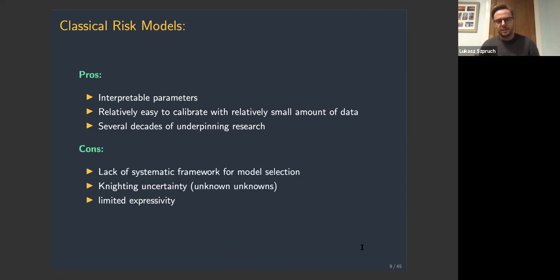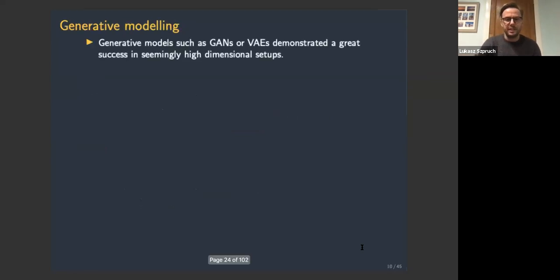The disadvantage: there is no really a systematic framework for model selection. This is a little bit ad hoc. By fixing the model, we face, you know, unknown unknowns. We don't know exactly what we're not capturing. And because the models are simple, they have limited expressivity.